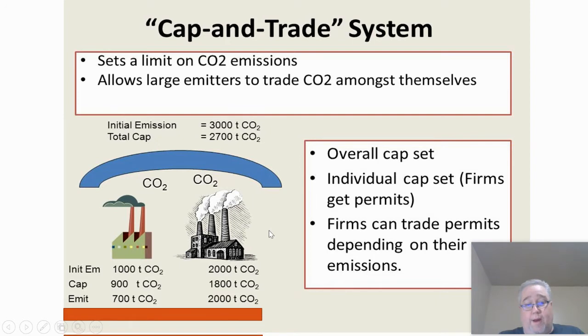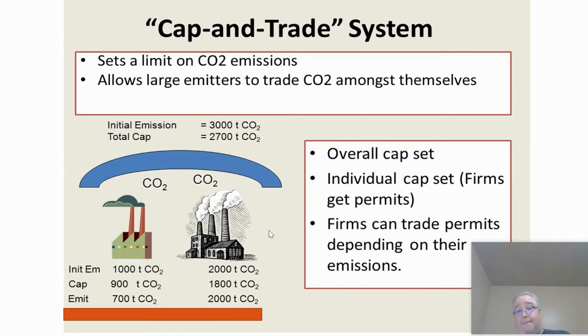So let's say this is what happens. Let's say in the first year, the factory on the left emits 700 tons of carbon dioxide. So they're under the cap, right? In fact, they're 200 tons under the cap. Now the factory on the right, they produce 2,000 tons. So they are 200 tons over the cap.